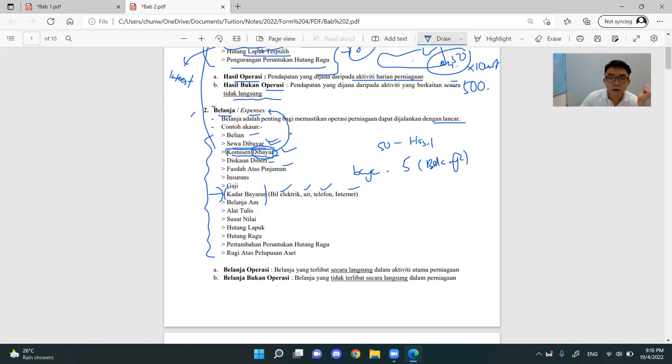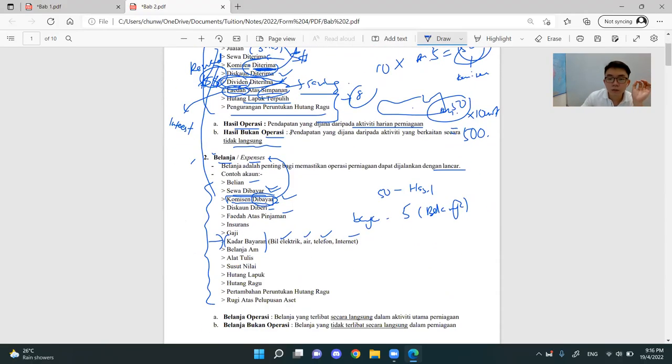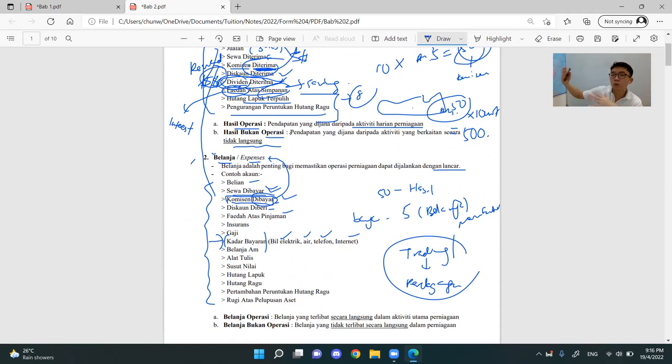Now belian. The belian example here will be, you need to buy shirts to sell shirts. Normally here, when we are learning about trading, perdagangan, there are a lot of other businesses, like manufacturing. In manufacturing, you are from a factory, you buy materials, process them, and then you get a product. But for trading, you beli baju from somewhere and then you jual lagi. It's something like a reseller.